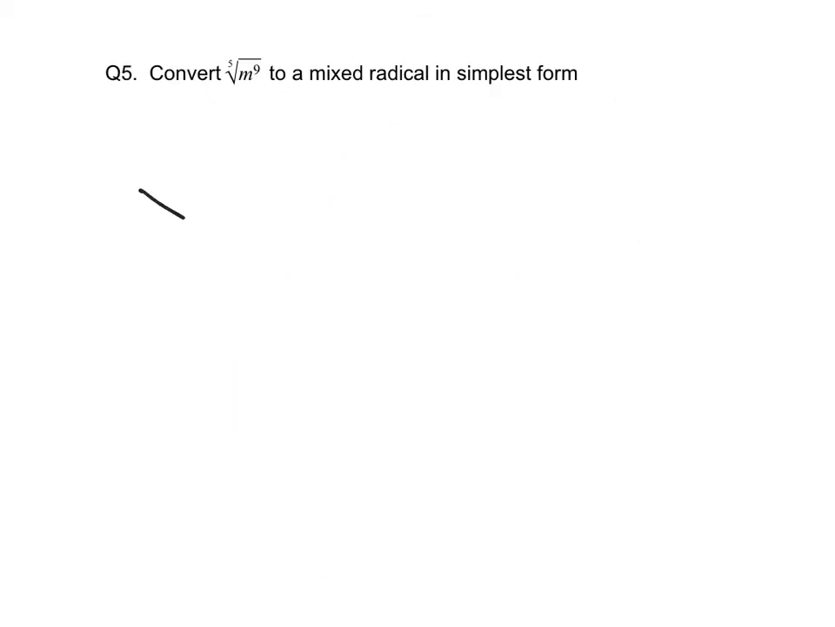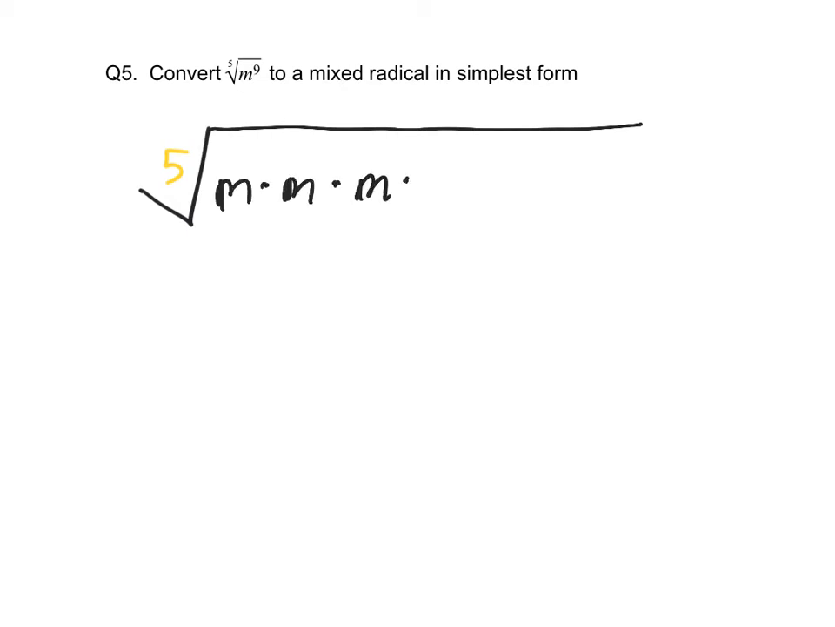Alright, so here's a problem involving variables this time. Convert the fifth root of m to the power of 9 to a mixed radical in simplest form. Now, m to the power of 9 is m multiplied by m 9 times. So I have 9 copies of m under my radical symbol.